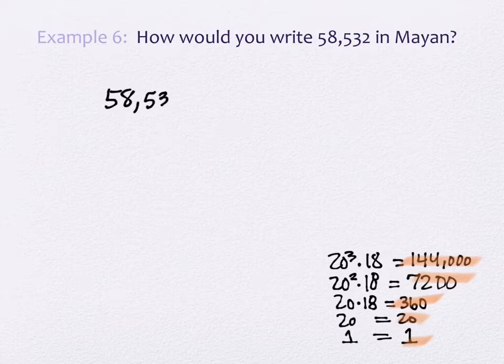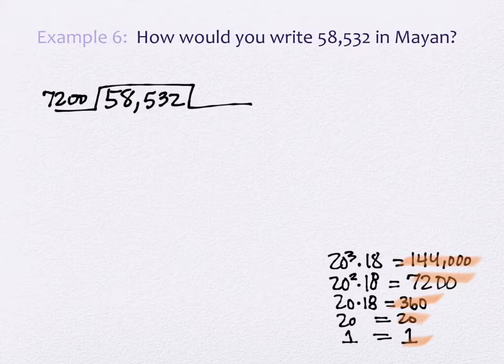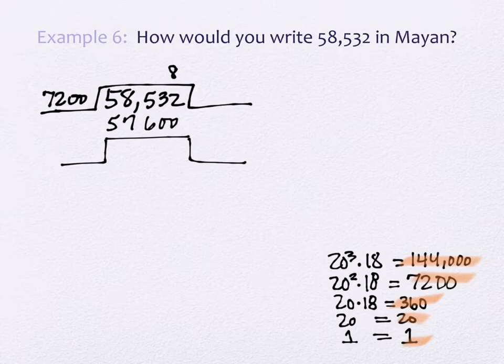So what's the first thing we're going to divide the 58,532 by? 7,200, right? So 144,000 is too big, but 7,200 is not. So we're going to try and divide it by 7,200. So what is that divided by 7,200? How many times is it going evenly? It goes in 8 times. And then we say, well, what is 8 times 7,200? 57,600. Okay, so 57,600, and we subtract. So what do you get when you subtract that?